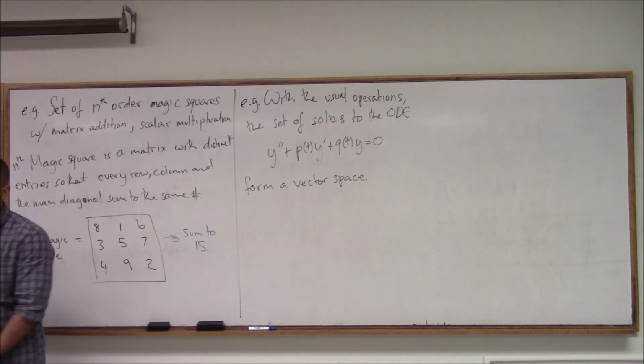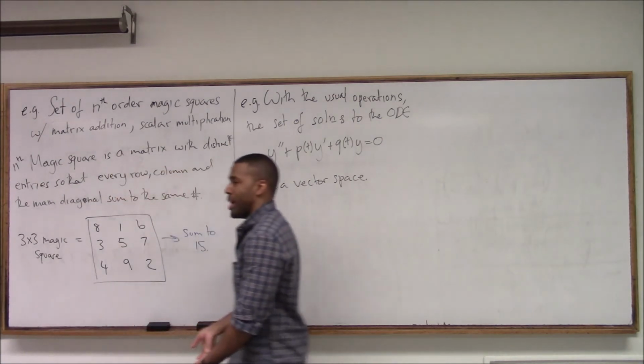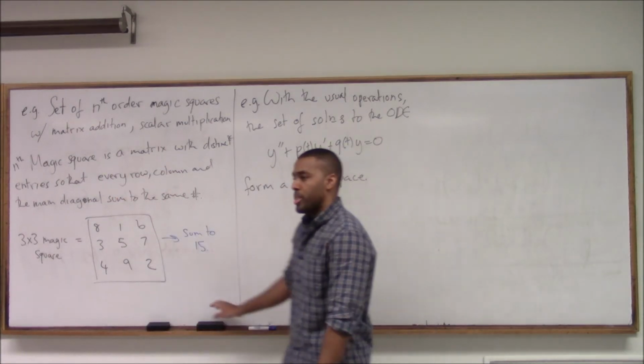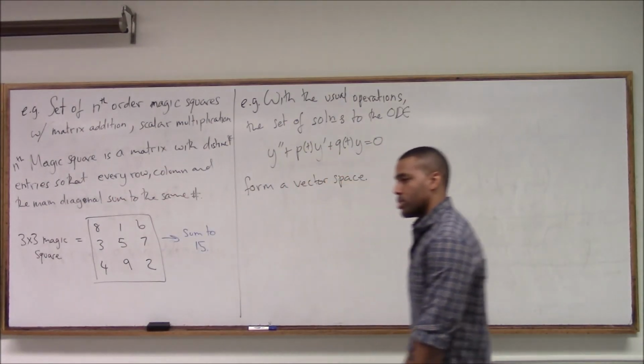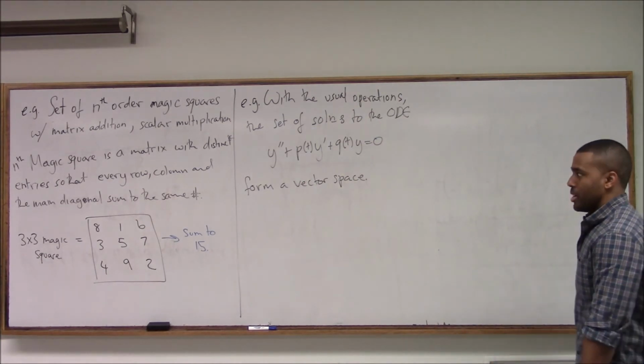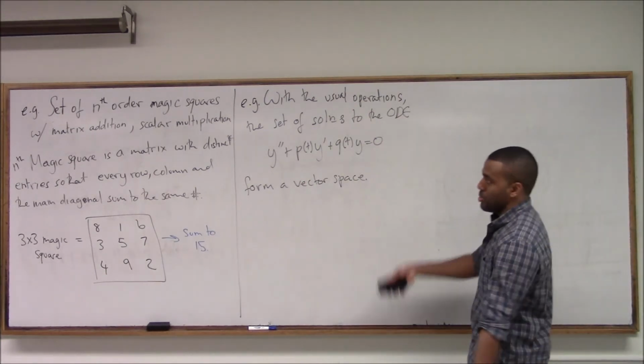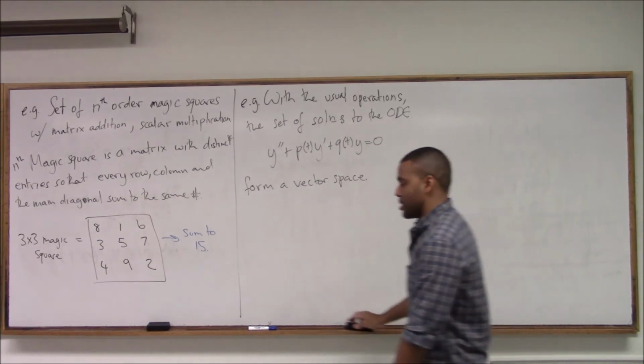You'll have C1y1 plus C2y2. Why? Because it's a two-dimensional vector space. You have to have two solutions for a two-dimensional vector space. And if you have a third order, it's a three-dimensional vector space. You have to have three solutions for a three-dimensional vector space, etc.